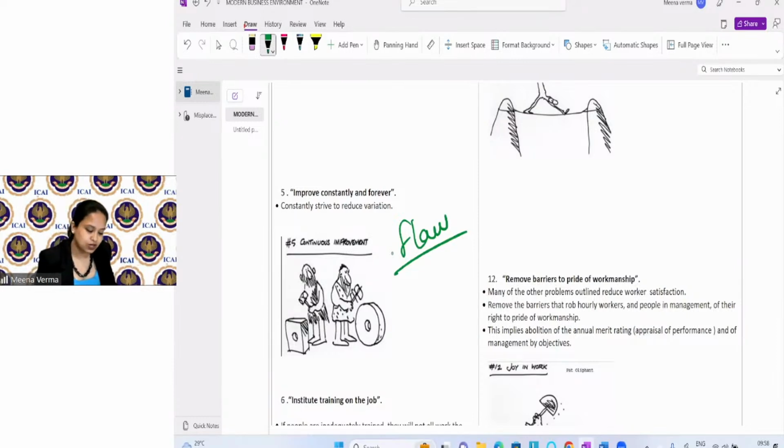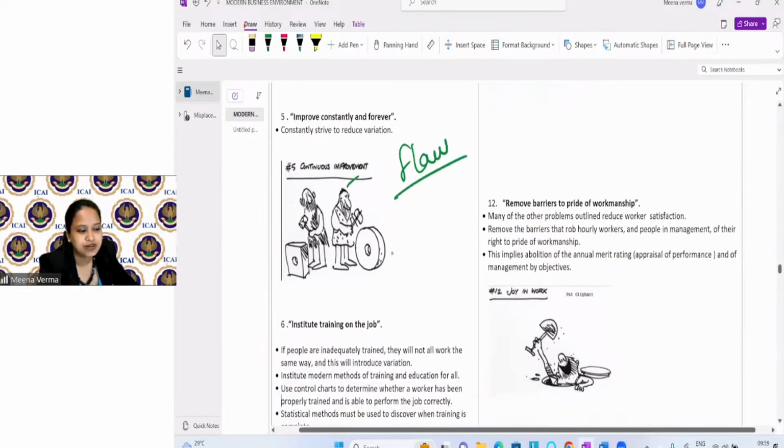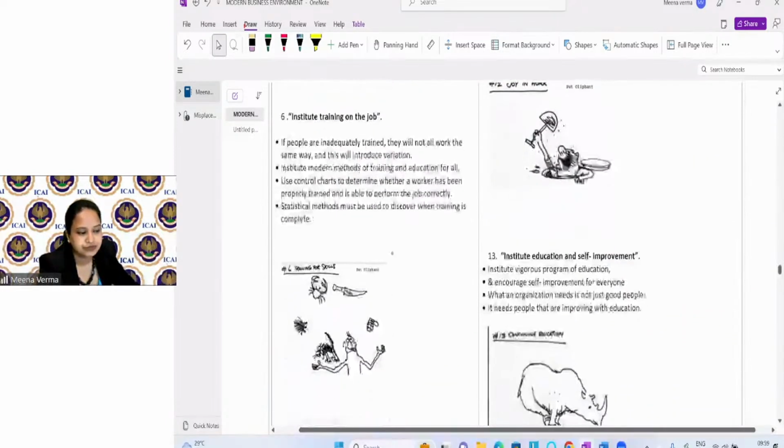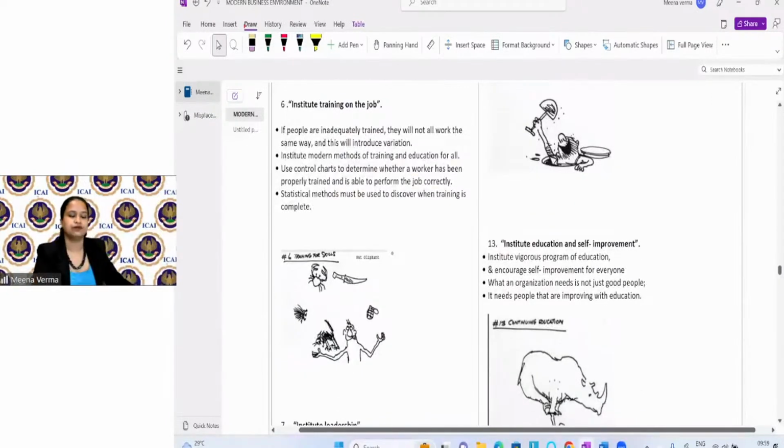So the point is that what is written here, we should constantly focus on continuous improvement. Continuous improvement is a never-ending task. You will never stop this process. You should keep on improving the organization, it's a never-ending process. All right. Then the next point is institute training on the job.